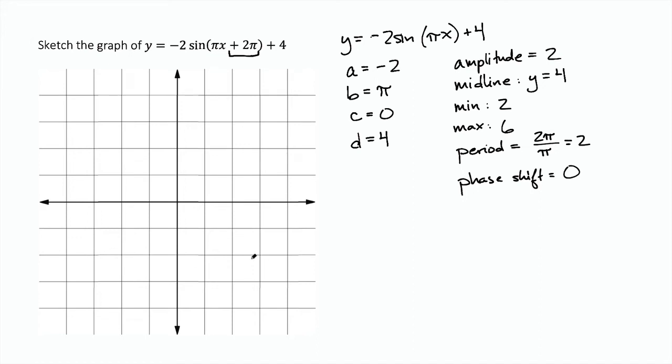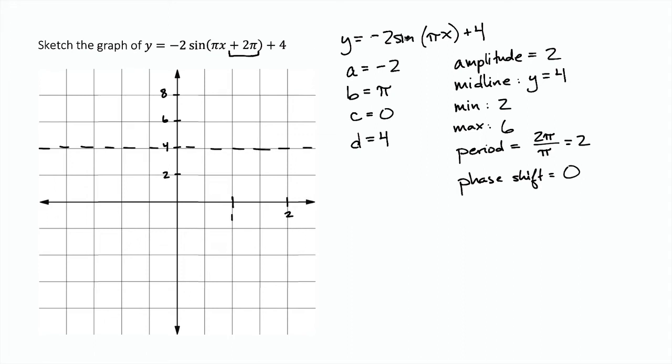Now we're ready to graph. We want to pick our scale here. Because our period is a whole number, 2, I want to spread that out a little bit. So I'm going to let this be 1 and that be 2. And our minimum and maximum, 2 and 6, we need to make sure that those are in our picture. So I'm going to go by 2 on the vertical axis, so that's going to be 2 and 4 and 6, just to make sure that everything fits. Now, our midline is at y equals 4, so there's a sketch of our midline.